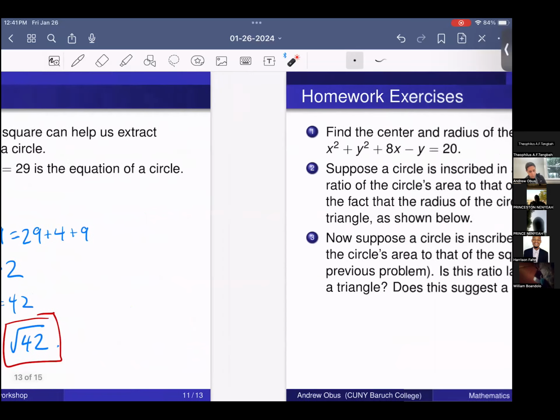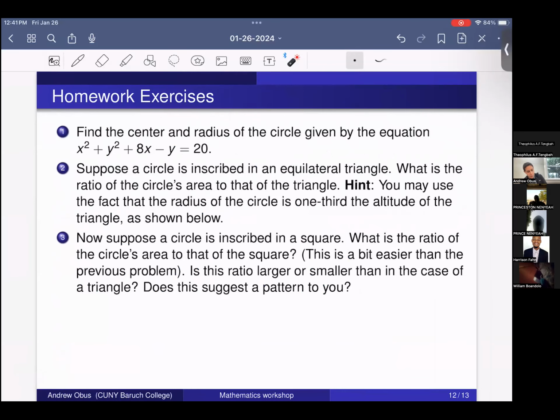So for homework exercises, we have one exercise, which is kind of similar to this last one. Find the center and radius of the circle that's given by this equation: x squared plus y squared plus 8x minus y equals 20. So 2 and 3 are more geometry questions.